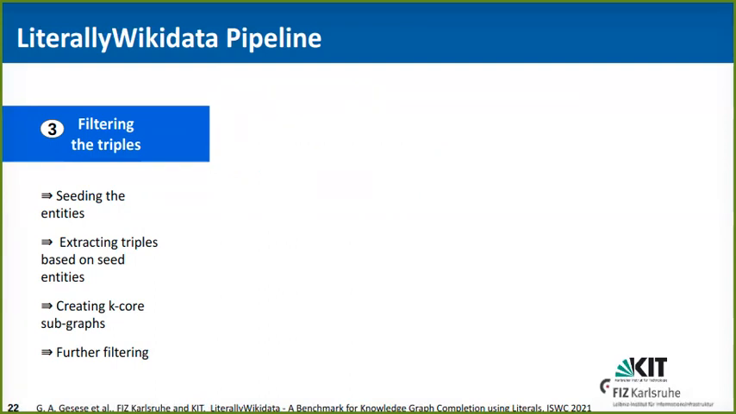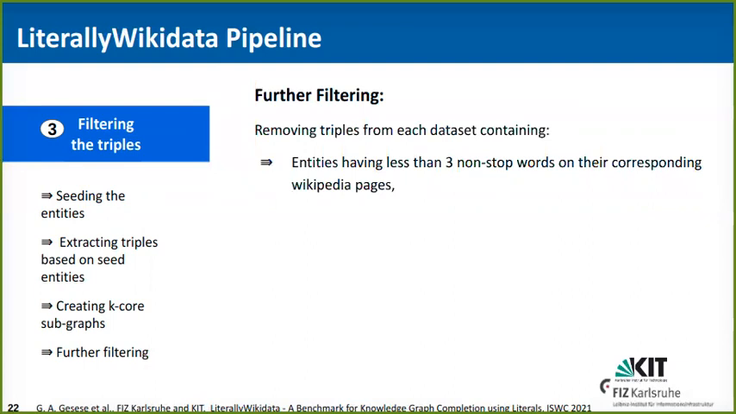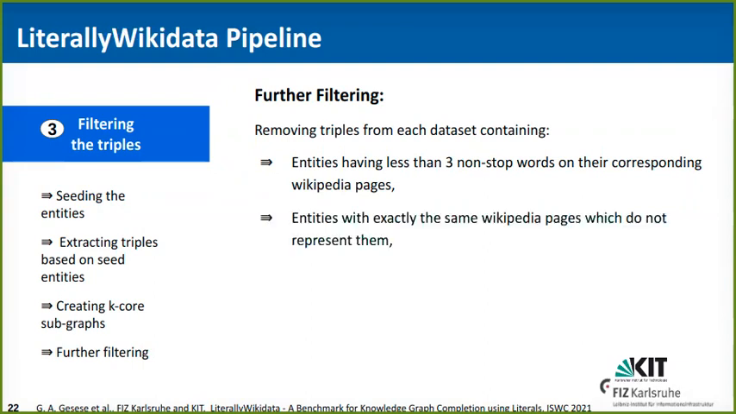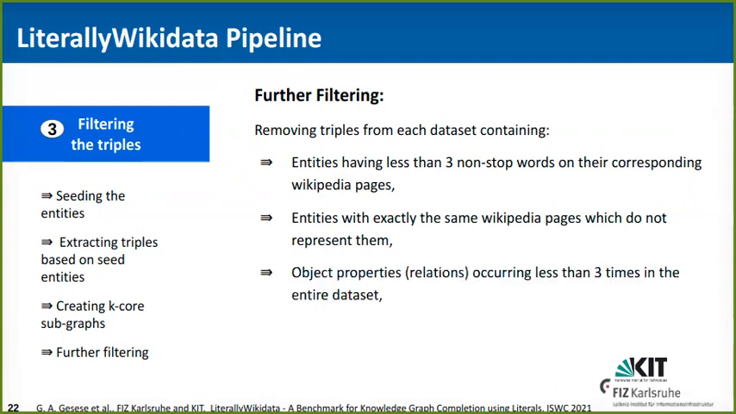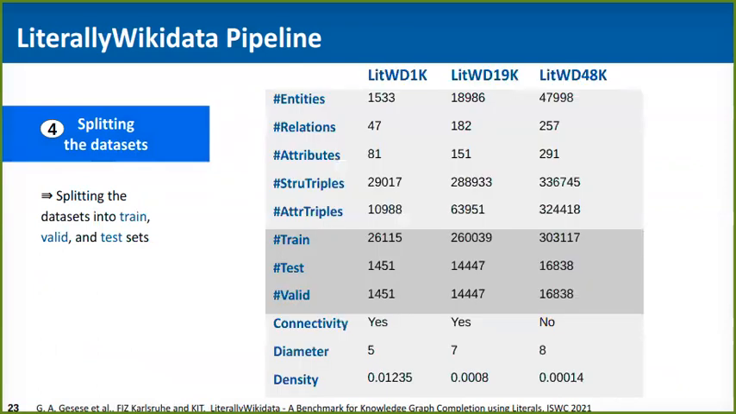Here we do further filtering, removing triples from each dataset containing entities having less than 3 non-stop words on their corresponding Wikipedia pages, entities with exactly the same Wikipedia page which do not represent them, object properties or relations occurring less than 3 times in the entire dataset, skewed data type properties or attributes, or duplicate object properties. Finally, each of these datasets is split into 95-5 train validation test sets. We have also computed some analysis, such as connectivity, diameter, and density.